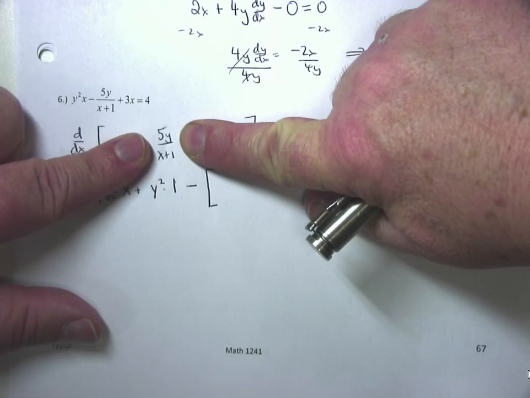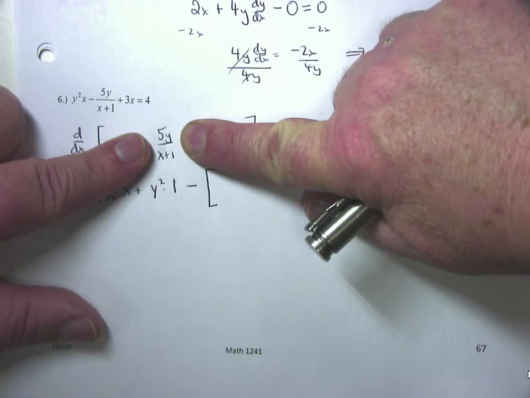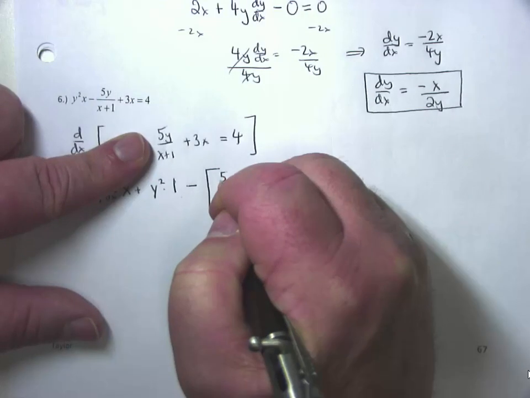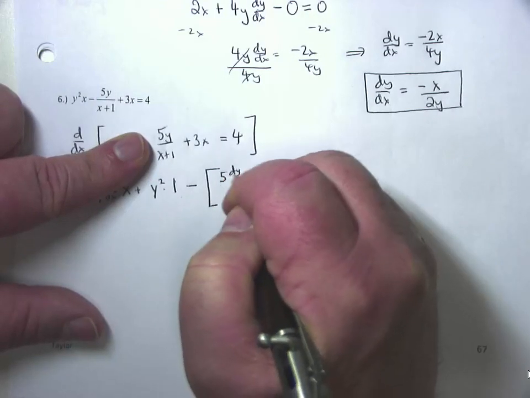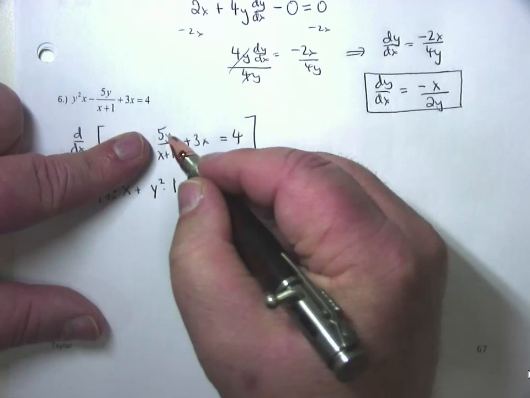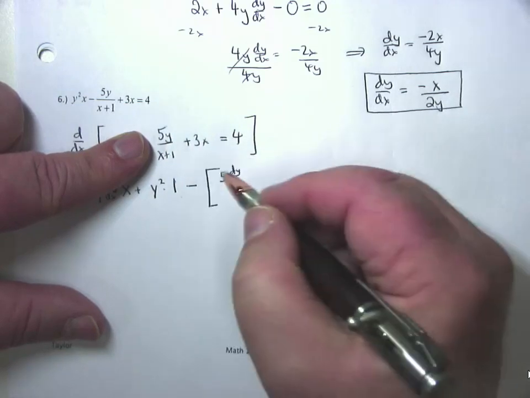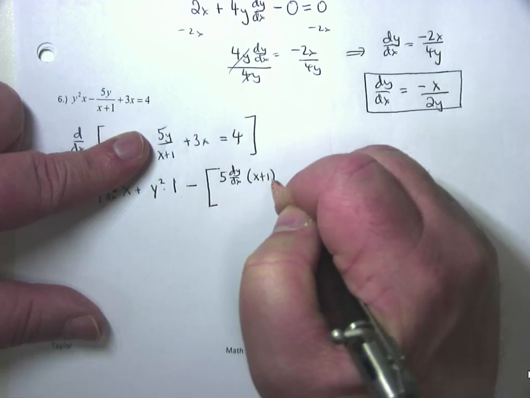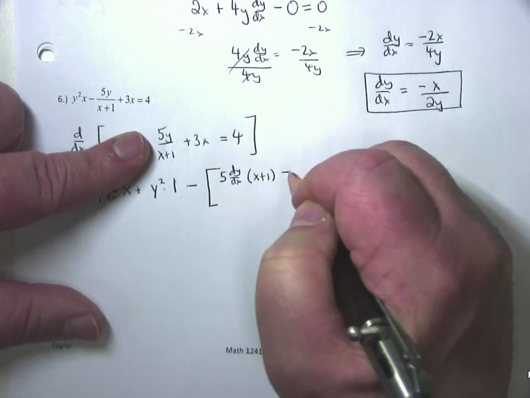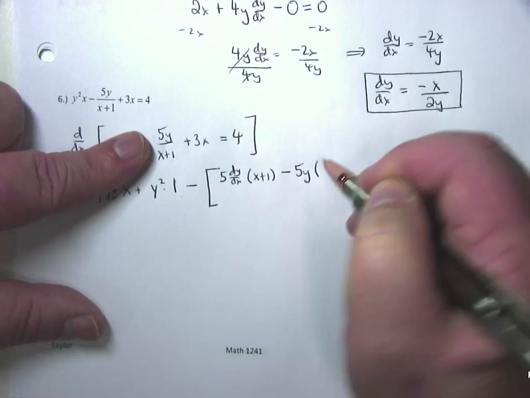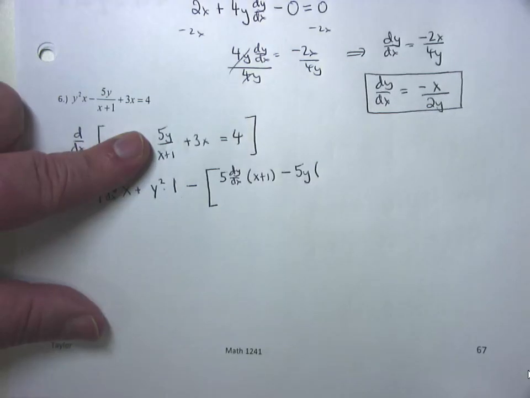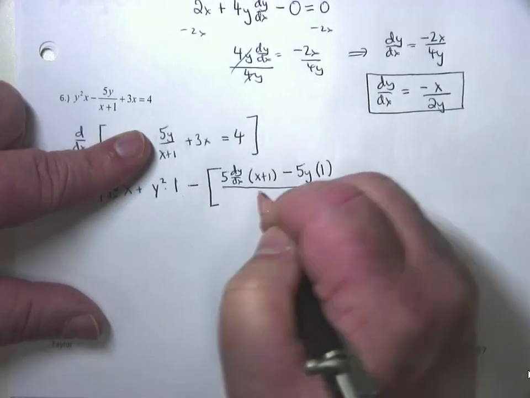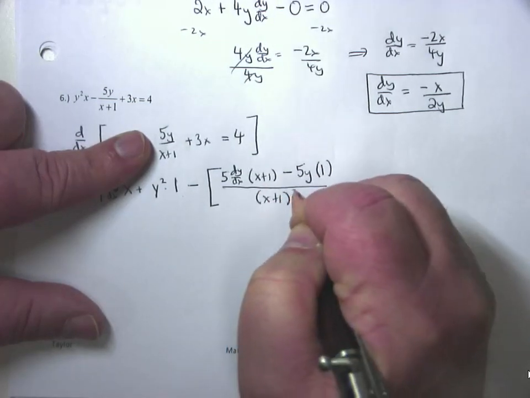Quotient rule: derivative of the top times the bottom minus the top times derivative of the bottom. What's the derivative of the top? What's the derivative of 5y? 5. Every time you take the derivative of y, you've got to tack on that dy over dx. So the derivative of 5y is 5 dy over dx. Derivative of the top times the bottom, x plus 1, minus the top, 5y, times the derivative of the bottom. What's the derivative of x plus 1 with respect to x? 1. All over the bottom, x plus 1 squared.